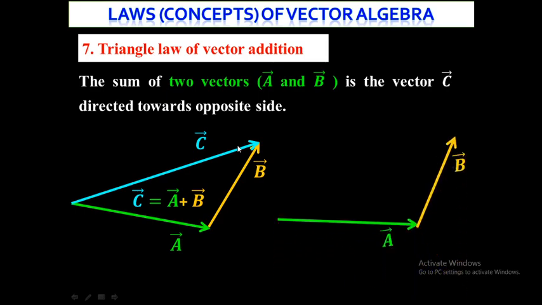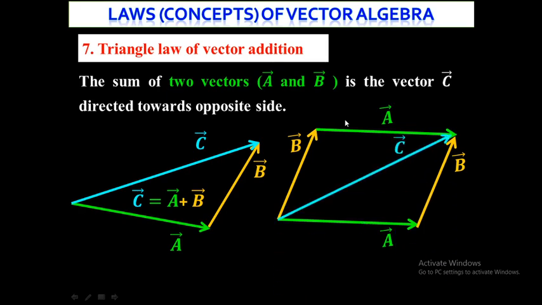Now we will see another example. This is the A vector and this is the B vector, and opposite to that exactly the B vector, and opposite to that exactly the A vector, so it is forming a parallelogram. Suppose this is the diagonal of the parallelogram which is equal to the C vector. So in this half triangle, A vector plus B vector is equal to C vector. And in this second triangle, B vector plus A vector is C vector, according to the triangle law of vector addition.